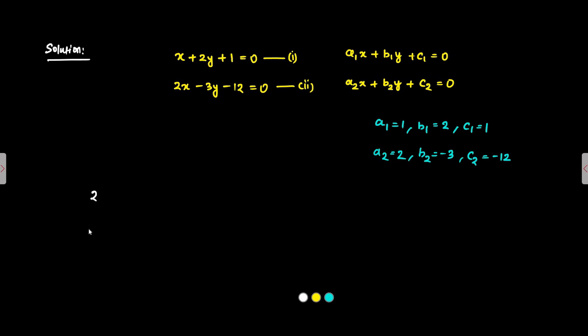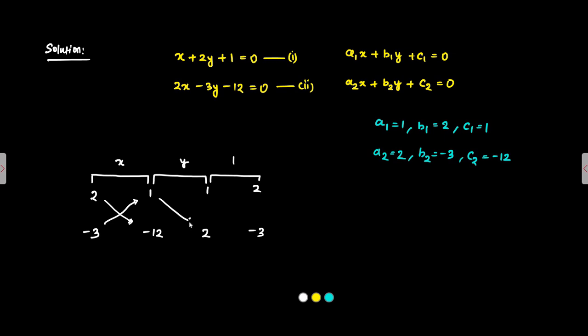So the cross multiplication format: b1 b2, c1 c2, a1 a2 and then again b1 b2. So this is for x, this is for y, this is for 1. So it is x by b1 c2 minus b2 c1. So 2 into minus 12, that is equal to minus 24, minus 3 into 1, which is minus 3. So minus 3, it becomes plus 3.